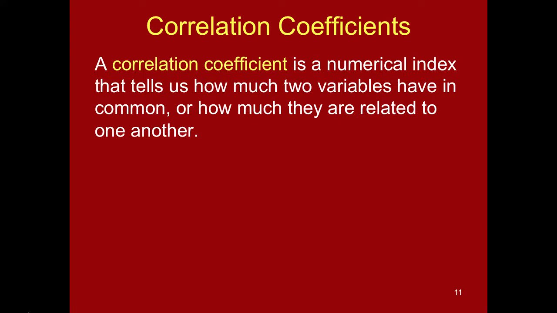A correlation coefficient is a numerical index that tells us how much 2 variables have in common, or how much they are related to one another. When calculating reliability, correlation coefficients can be between 0 and +1. The closer the correlation coefficient is to +1, the more reliable the test. The Pearson correlation coefficient is used to compute test-retest reliability and parallel forms reliability.